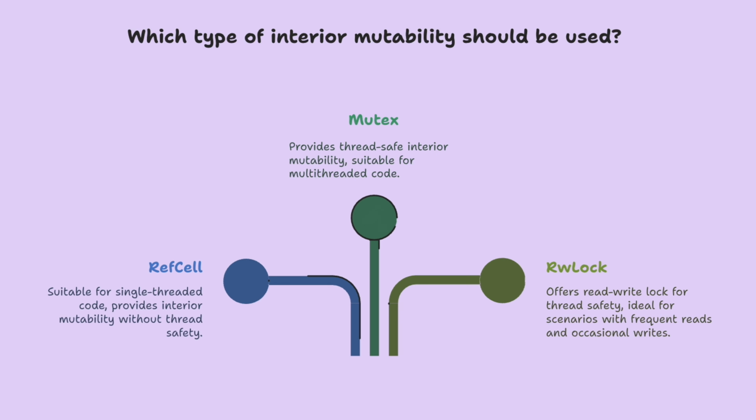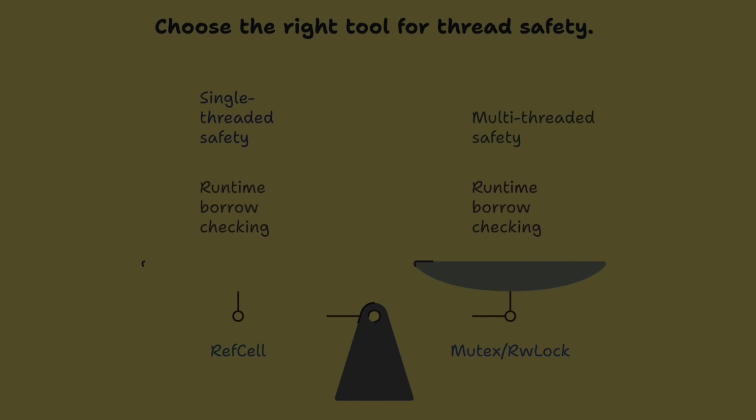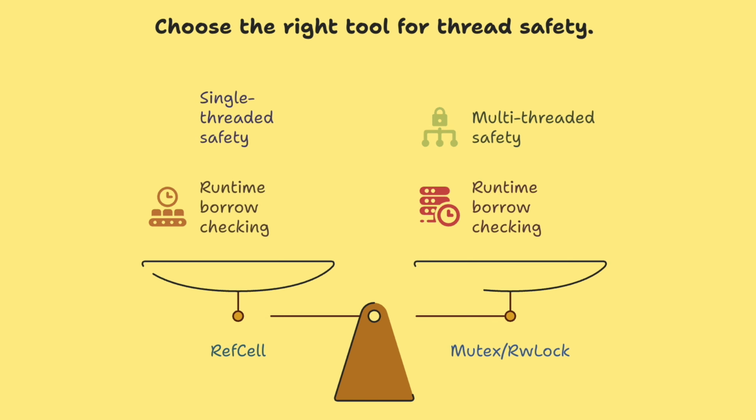Now let's talk about a little nuance. RefCell only works in single-threaded code. If you try to use RefCell in a multi-threaded program, Rust will complain. That's because RefCell doesn't implement Sync. But don't worry, there's a cousin for multi-threaded situations, Mutex and RwLock. They serve a similar purpose, but with thread-safe guarantees. So think of it this way. RefCell: runtime borrow checking, single-threaded. Mutex or RwLock: runtime borrow checking, multi-threaded.